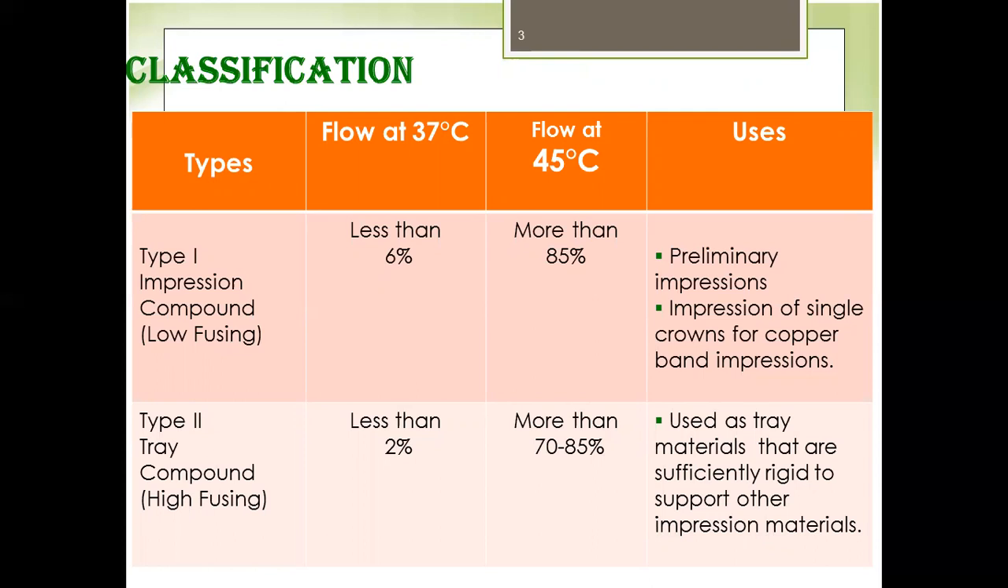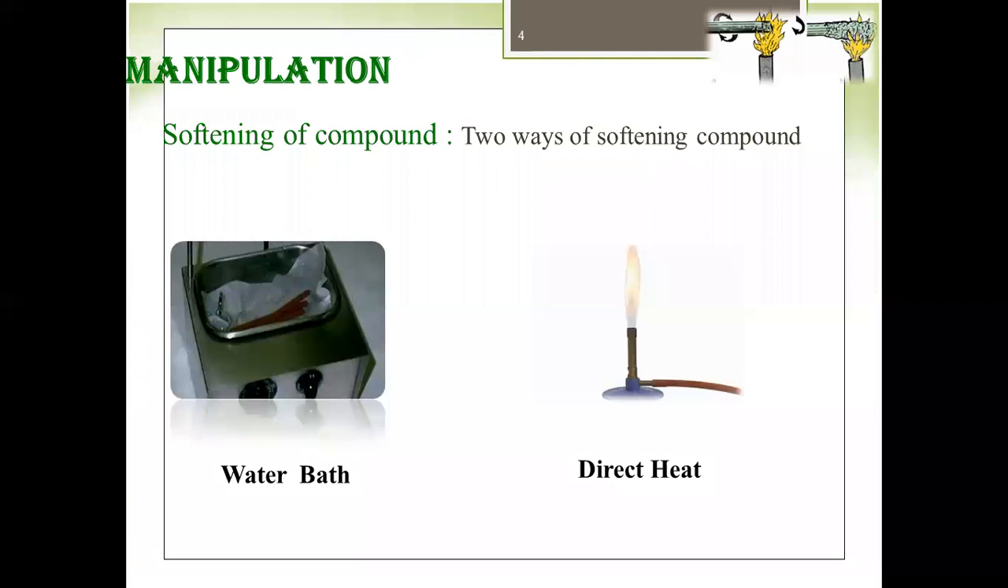The use of type 1 impression compound is for the primary impression, the impression of single crowns, and for the copper band impressions. Type 2 impression compound is used as tray material that is sufficiently rigid to support other impression materials.